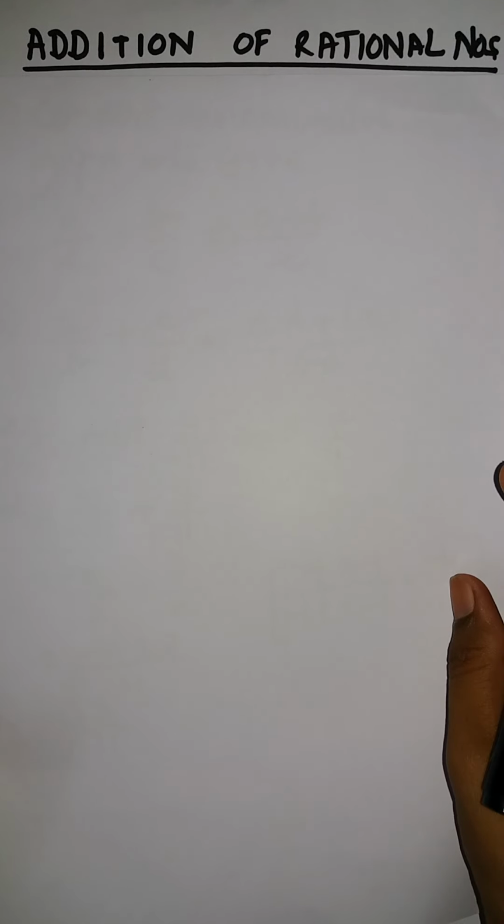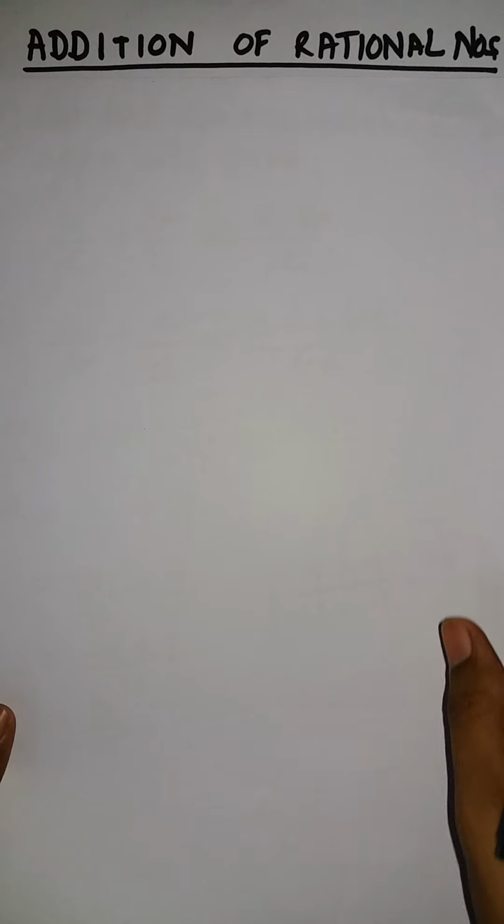Hello everyone, our today's topic is addition of rational numbers. Addition of rational numbers is carried out in the same way as that of the addition of fractions. To add two rational numbers, we follow the given steps.